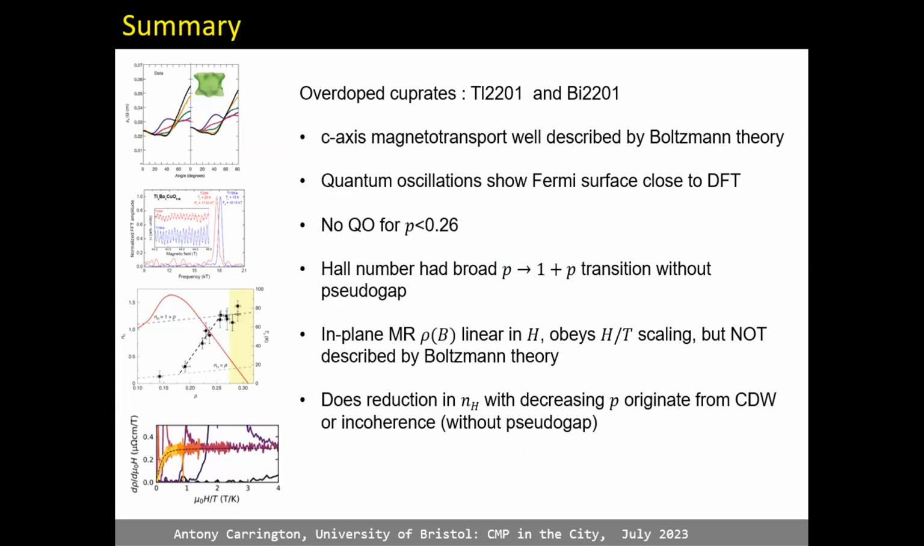We can describe the angle magnetoresistance c-axis. But in this region, the Hall number falls. We don't see quantum oscillations, not yet anyway. And we can't any longer fit the c-axis magnetoresistance.